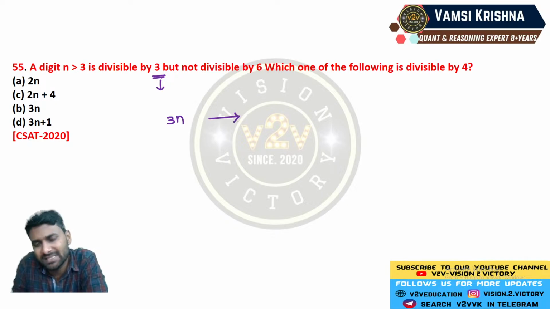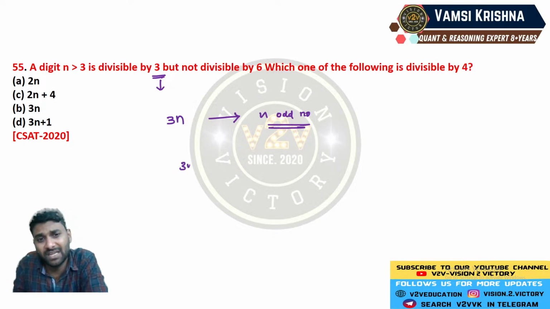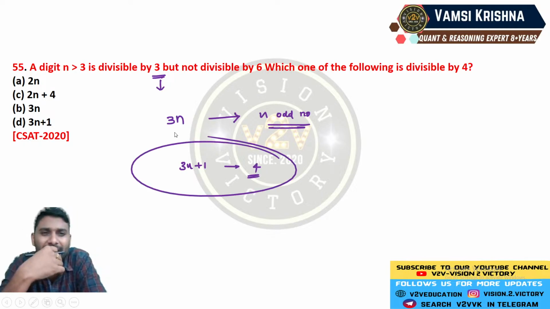You can take the number as 3n, where n must be an odd number. Now my question here: is 3n divisible by 4 or not? How can you verify that? 3n is not at all divisible by 4. That's why 3n plus 1 is always divisible by 4.